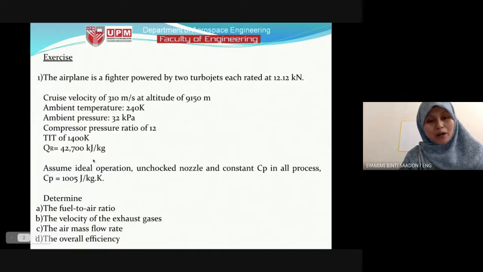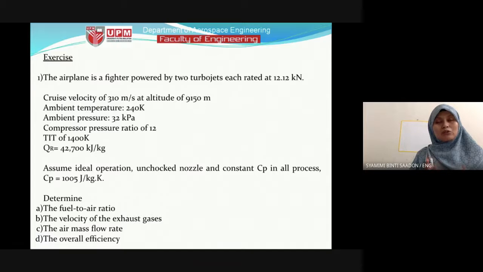And then we have QR. QR is the fuel heating value. Remember, in order to calculate thermal efficiency, we have learned in the previous chapter, we need the fuel heating value. Fuel heating value is like a specific heat. You have learned in aerothermodynamics, you need specific heat for each fluid.